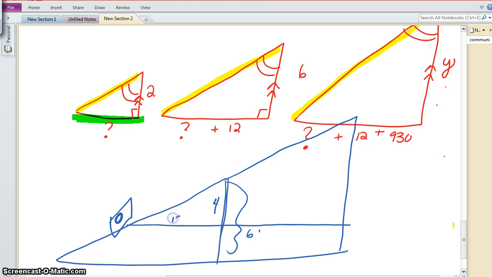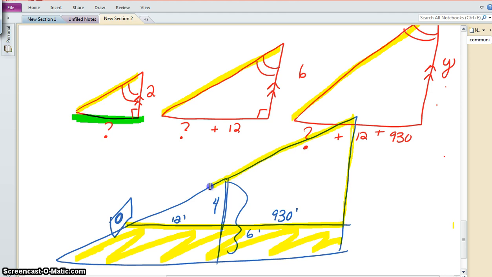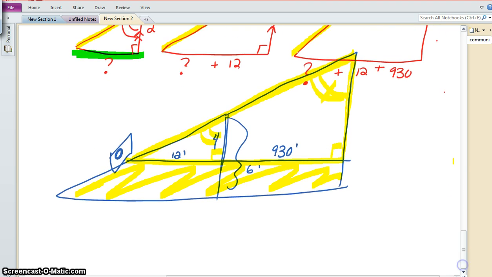Now the distance from camera to dad was 12 feet. And the distance from dad to the clock tower was 930 feet. So if we eliminate this 2 foot portion of this situation, we don't need to worry about the distance from LaToya to the camera. And we still have these similar angles, and we still have a right angle here.